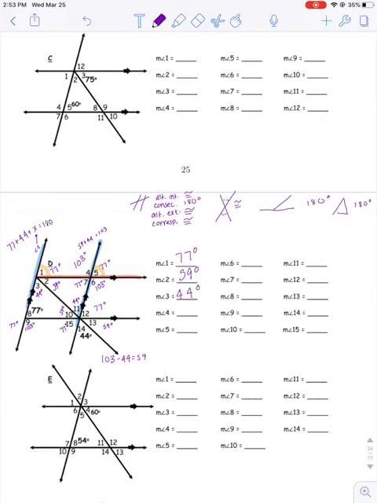So 77 degrees, 59 degrees, 44 degrees, 103 degrees, 77 degrees, 103 degrees, 77 degrees, 77 degrees, 103 degrees, 59 degrees, 44 degrees, 77 degrees, 59 degrees, 44 degrees, and 77 degrees. Now I'm done with that problem.